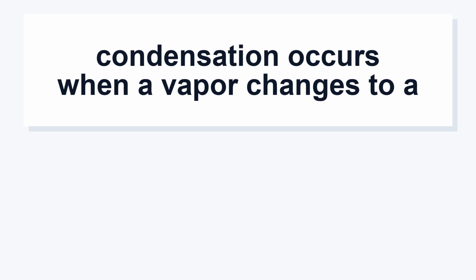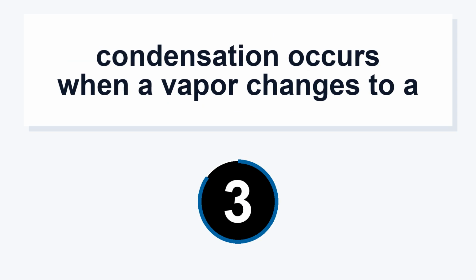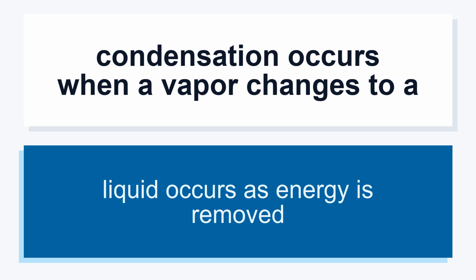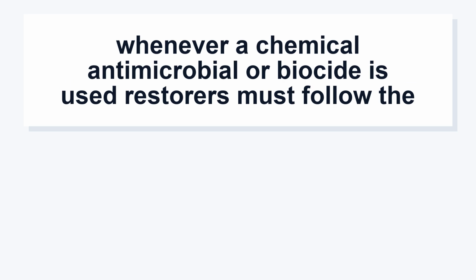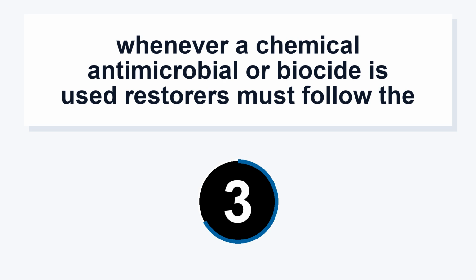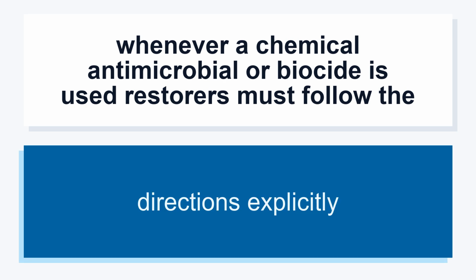Condensation occurs when a vapor changes to a liquid as energy is removed. Whenever a chemical antimicrobial or biocide is used, restorers must follow the directions explicitly. Reduces the moisture content of the air.